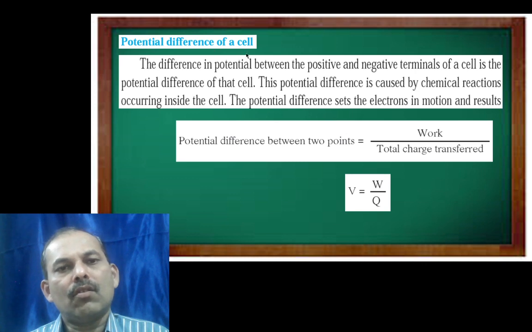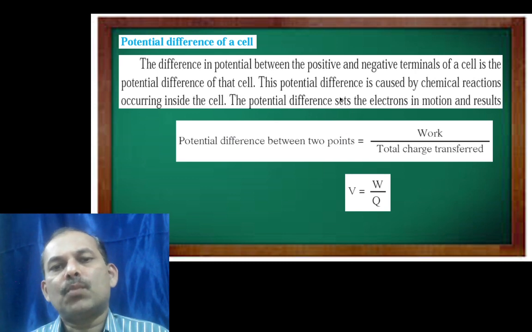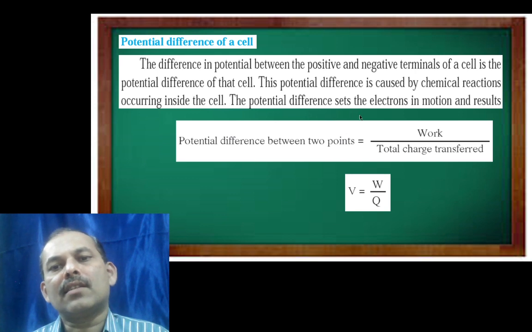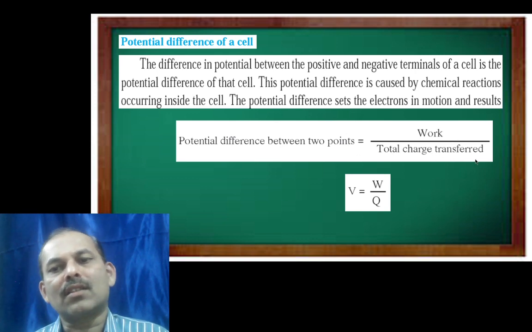Potential difference of a cell. The difference in potential between the positive and negative terminals of a cell is the potential difference of a cell. This potential difference is caused by chemical reaction occurring inside the cell. The potential difference sets the electrons in motion and results in flow of current. The potential difference between two points is equal to work upon total charge transferred, that is, V equals W upon Q.